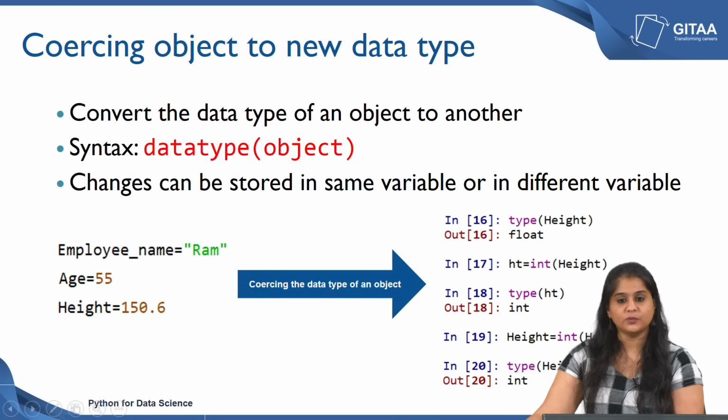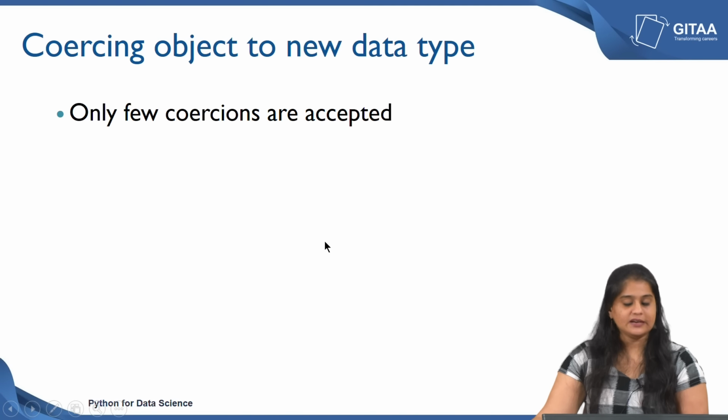Now, if I want to reflect the changes on the same variable name, I will just say height equal to int of height. So, earlier height was float. Now, once the operation is done, if you check the type of height again, the output that you will be getting is int. So, this is how you would coerce existing objects to newer data types. One important point here is that only a few types of coercions are accepted.